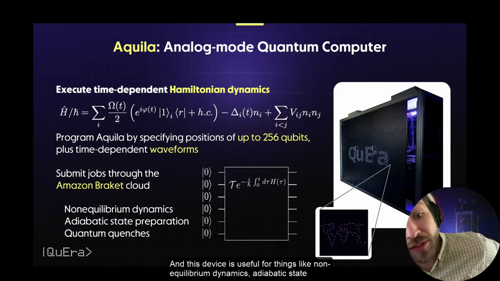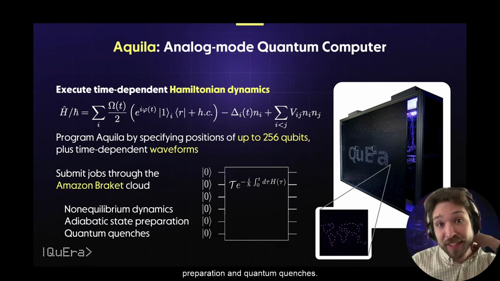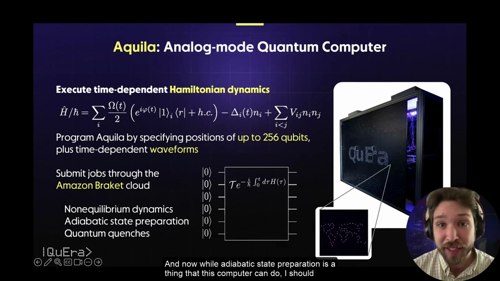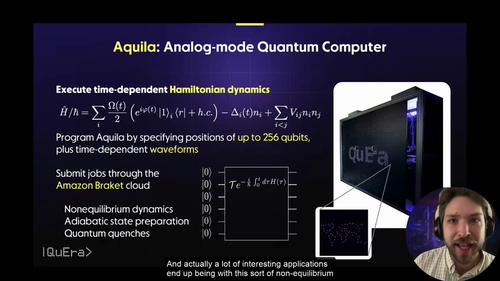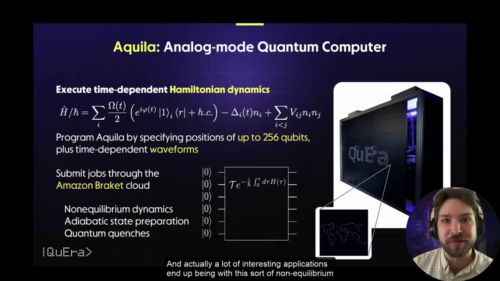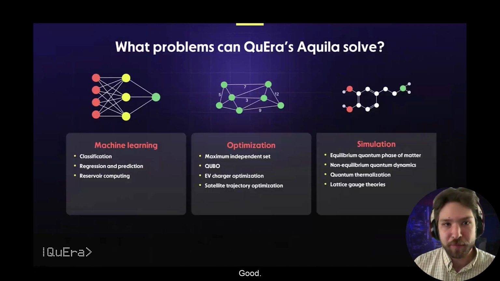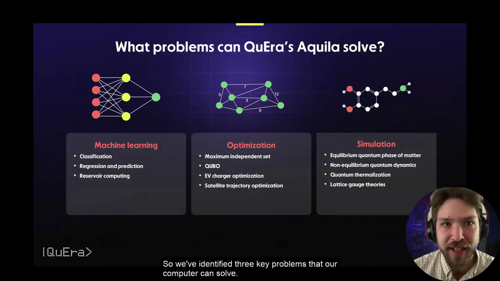This device is useful for things like non-equilibrium dynamics, adiabatic state preparation, and quantum quenches. While adiabatic state preparation is something this computer can do, I should emphasize that it's not the only thing it can do. A lot of interesting applications end up having this non-equilibrium coherent quantum dynamics in mind. Good. So we've identified 3 key problems that our computer can solve.